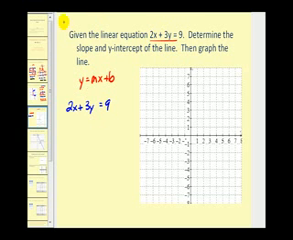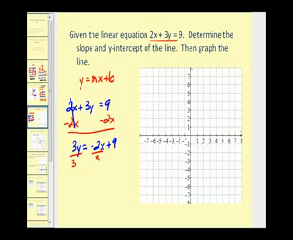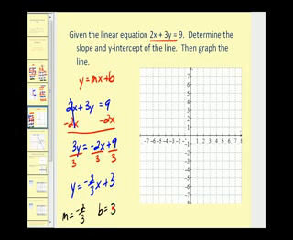So let's go ahead and subtract 2x on both sides. That would leave us with 3y equals negative 2x plus 9. And now we'll divide everything by 3, which will solve this equation for y. So we have y equals negative 2/3 x plus 3. So that tells us that our slope is equal to negative 2/3, and our y-intercept is equal to 3.